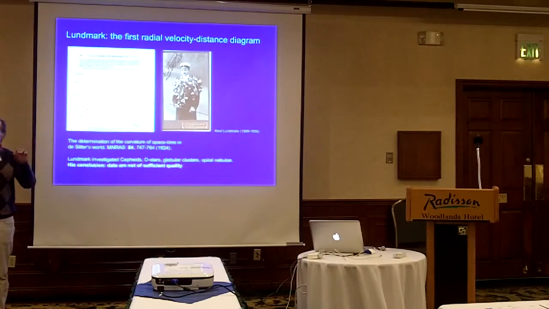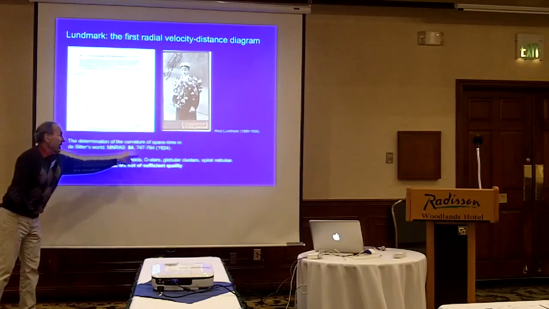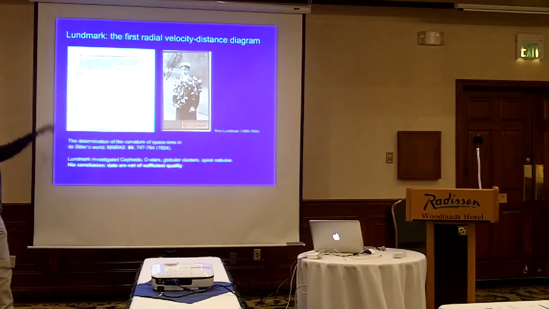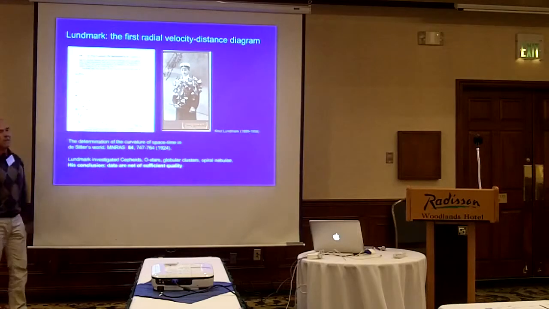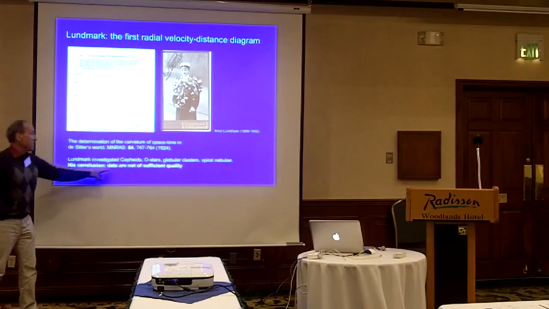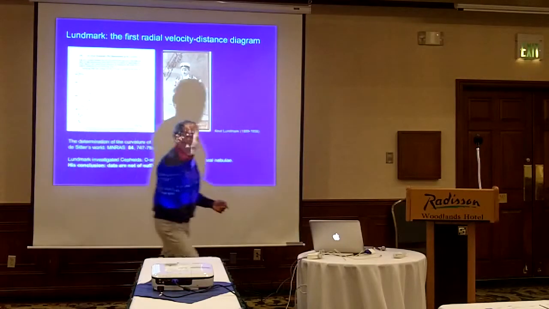Lundmark, when you go through the paper, you see that he didn't doubt De Sitter. He thought De Sitter was probably right, but he said the objects we are working with are too close, you can't do cosmology with them. For example, for the O stars, the Cepheids, the globular clusters, he got contradictory results. He said, no way. And for the spiral nebulae, he said, well, you can't conclude anything from this. So the data are not of sufficient quality.